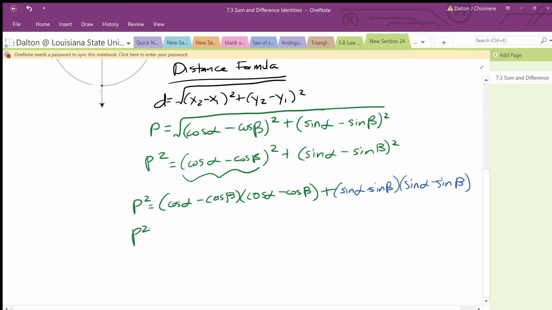So then if I have p squared equals, I want to FOIL, and I color-coded it, I want to FOIL the green stuff. So first, outer, inner, last. So if I distribute that, my first term, cosine alpha times cosine alpha, is cosine squared alpha. So there's the first term. My inner and my outer terms are the same, but with a minus sign. So that'll be negative 2 cosine beta cosine alpha. And then the last, negative cosine beta times negative cosine beta, will be positive cosine squared beta.